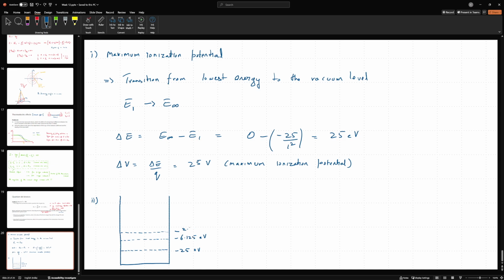2.78 electron volts, and the fourth lowest energy level is going to be 25 by 16, which will come out to be 1.5625. So that is going to be closer still.